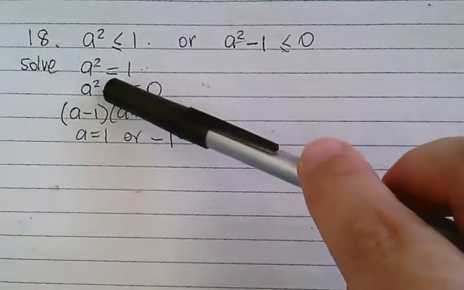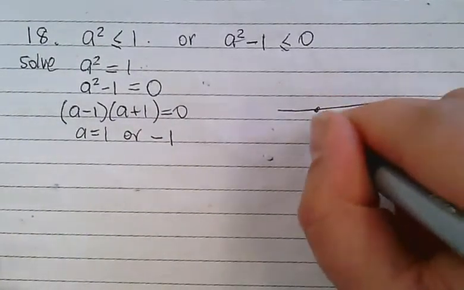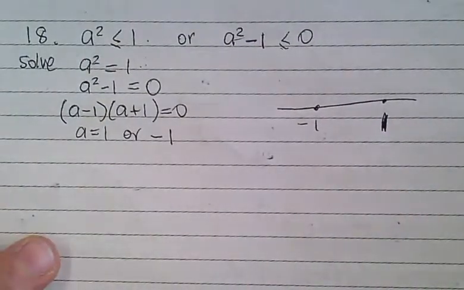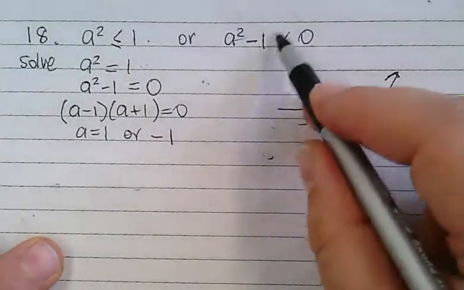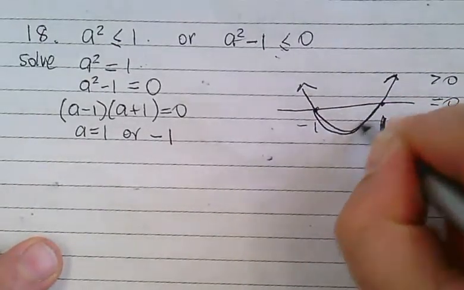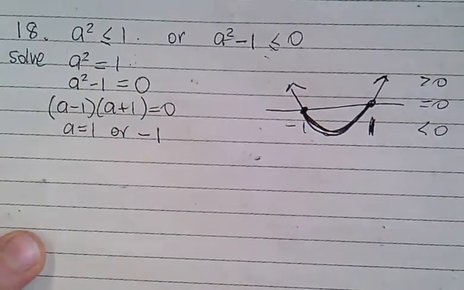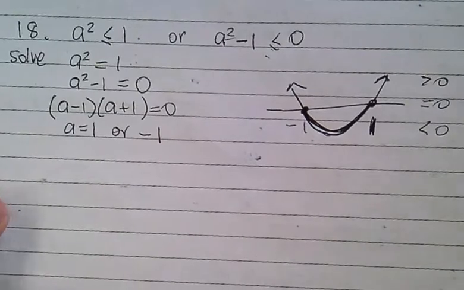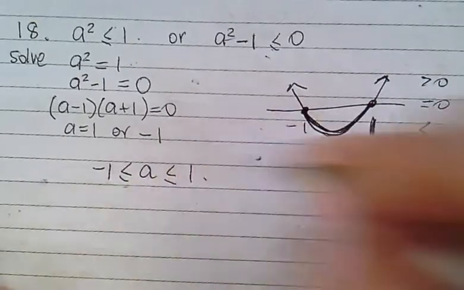All right, so I've got that quadratic equation. I put it equal to 0. I've factorized it. So on my number line, I've got -1 and 1. Make sure you put them the right way around. Is it a concave up or down parabola? Got it? And I want to know where, remember, this is greater than 0, equals 0, less than 0. I need the less than or equal to 0 down here, including the dots. Got it? So what's my solution? a lies between -1 and 1 including, because the equation is less than or equal to. So -1 less than or equal to a less than or equal to 1.